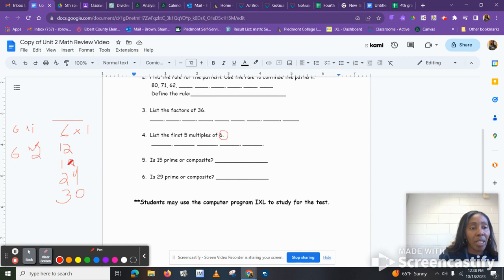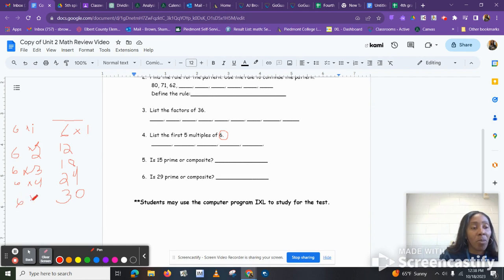So what times 6 gives me 18? That will be 3. 6 times 3 gives me 18. Sorry, this pen is hard to write with. So what times 6 gives you 24? 6 times 4 gives you 24. And what times 6 gives you 30? 6 times 5 gives you 30.